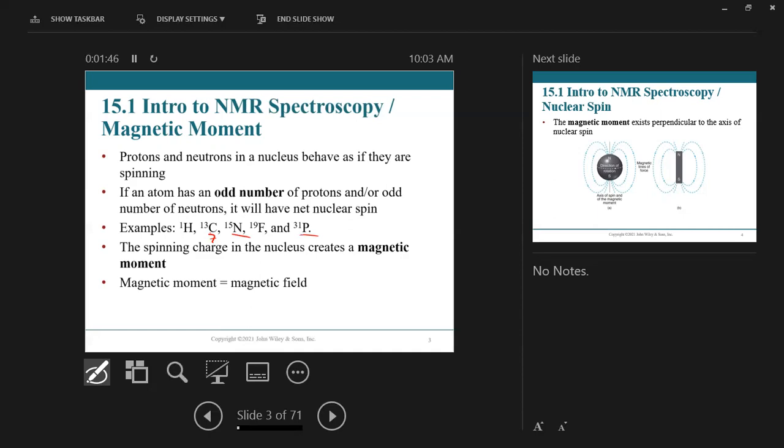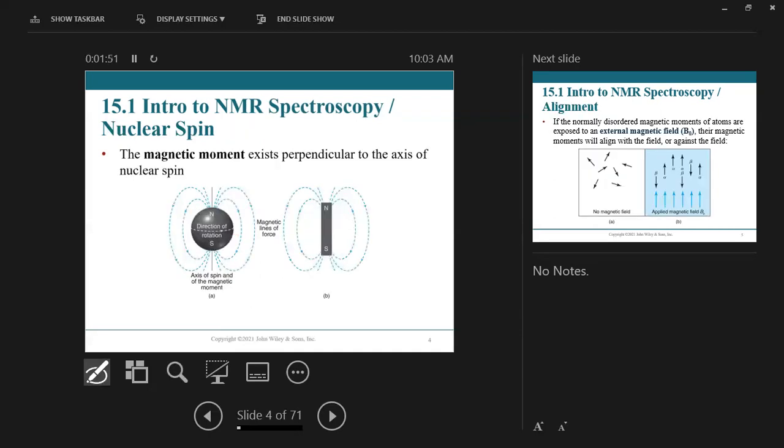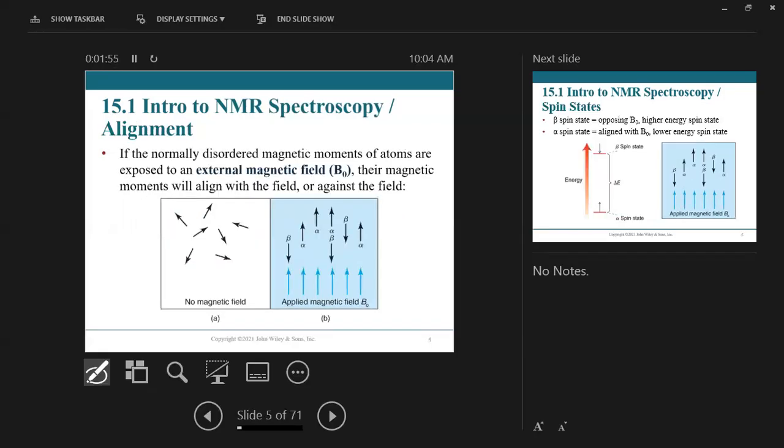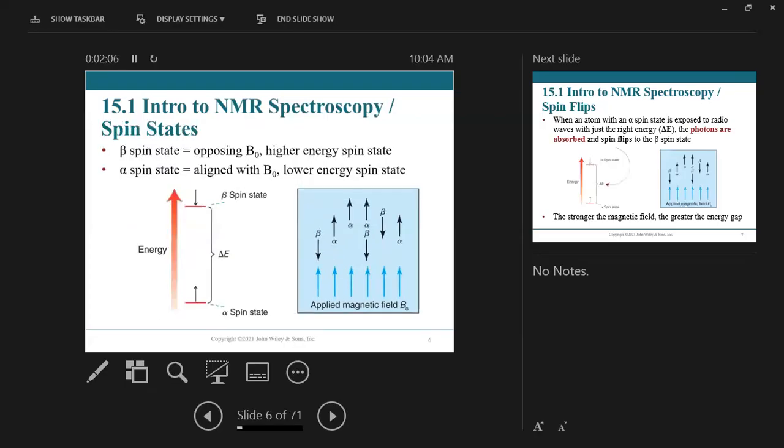The spinning charge in the nucleus creates a magnetic moment. So that's what we're trying to do, trying to create this magnetic moment, as you can see. When there's no magnetic field, you'll have spins going in all different directions. When you apply that magnetic field, you're either going to go spin up or spin down. So the beta spin state is the one opposing B naught, which is a higher energy spin state.